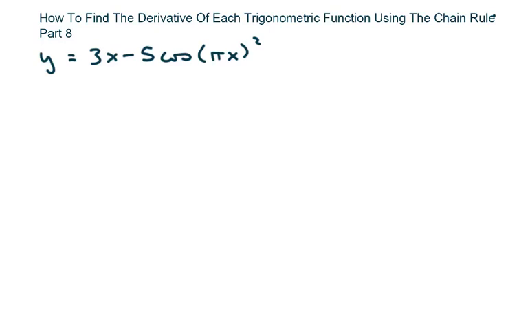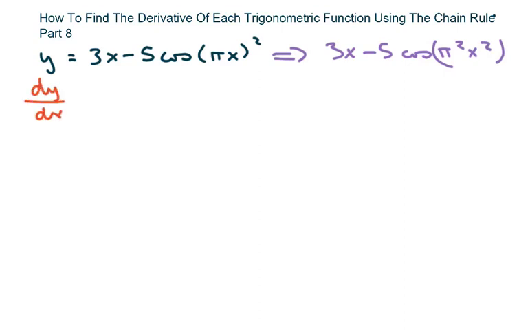Hi everyone, we're going to find the derivative of each trigonometric function using the chain rule. And the first thing I'm going to do is rewrite this as 3x minus 5 times cosine of pi squared x squared. Alright, remember pi is a constant and x is our variable. So let's go ahead and take the derivative of y with respect to x.